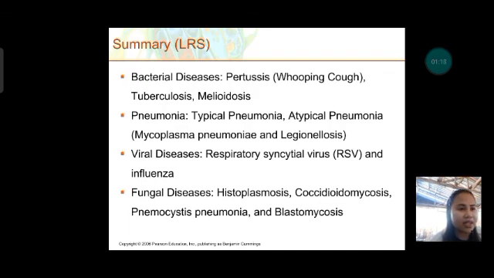The viral diseases of the lower respiratory system include the respiratory syncytial virus, or RSV, and influenza. And the fungal diseases include four: histoplasmosis, coccidioidomycosis, pneumocystis pneumonia, and blastomycosis. So this is the end of chapter 24, which is the microbial diseases of the respiratory system.